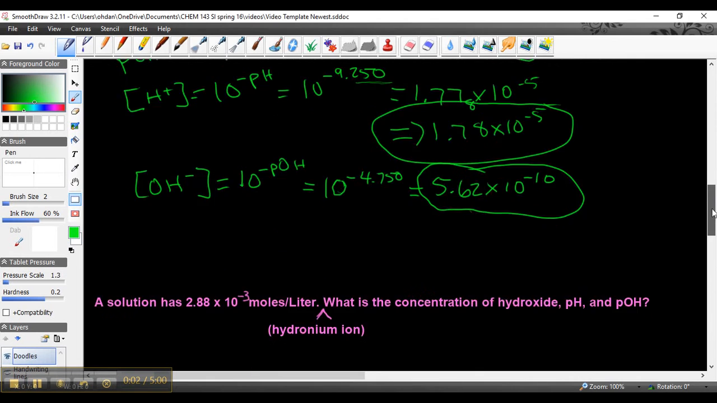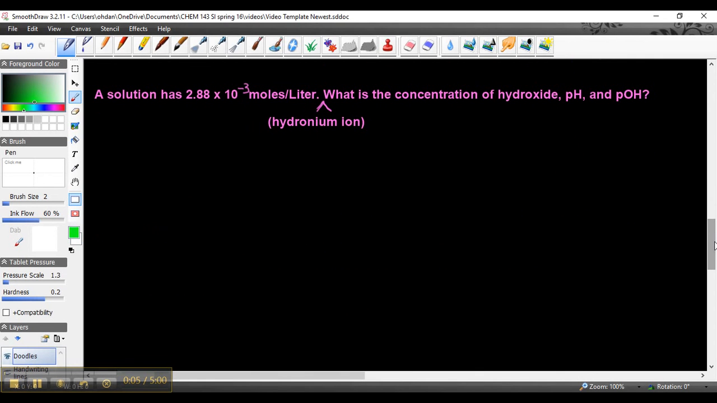All right, so let's move on to the next problem. A solution has 2.88 times 10 to the negative 3 moles per liter of hydronium ion. Sorry, I forgot to put that in. Once you hit enter on this, it's stuck there. What is the concentration of hydroxide, pH, and pOH? Pretty much the same question as last time, but instead we're given the concentration of hydronium instead of the pH.